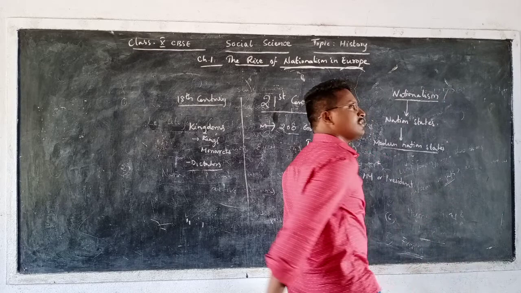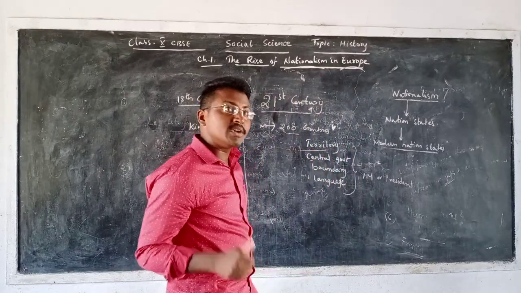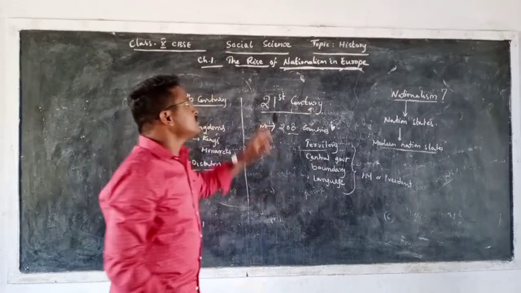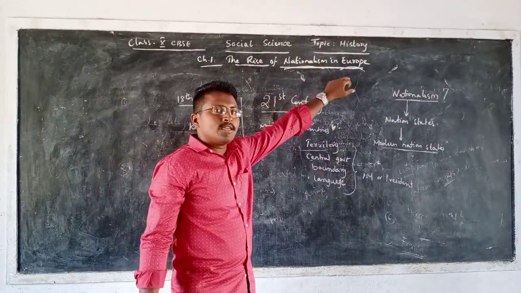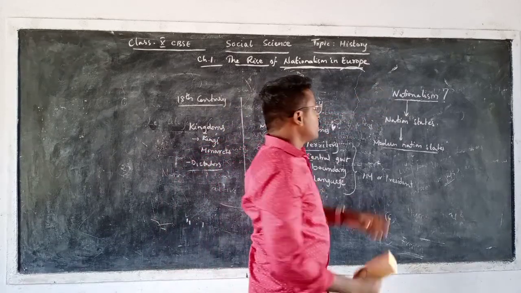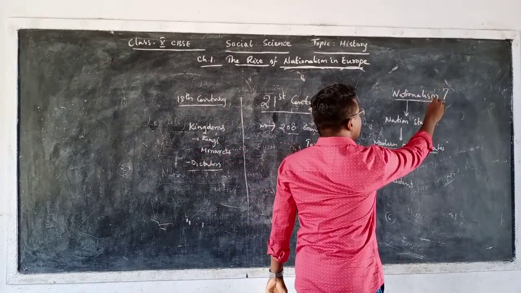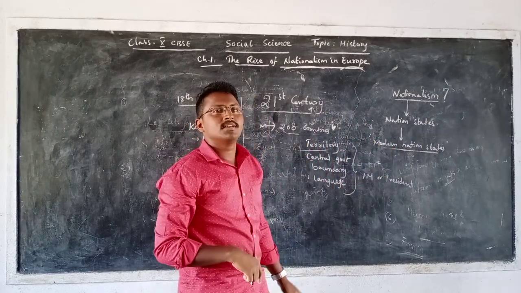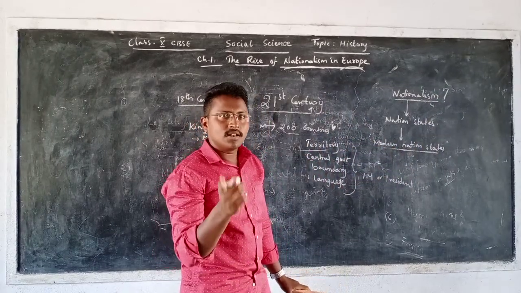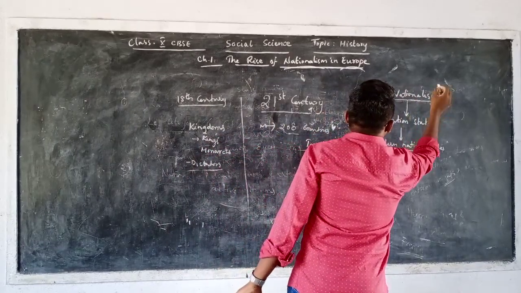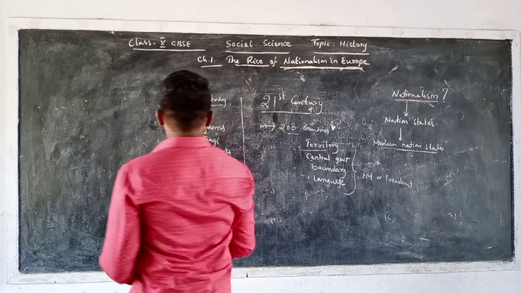Now let us come to this. What is nationalism? That is what we are going to discuss in this lesson, the rise of nationalism in Europe: where it started, when it started, and how it started. What do you mean by nationalism, how it emerged, where it emerged, and what happened after its emergence. Let me discuss the definition of nationalism.